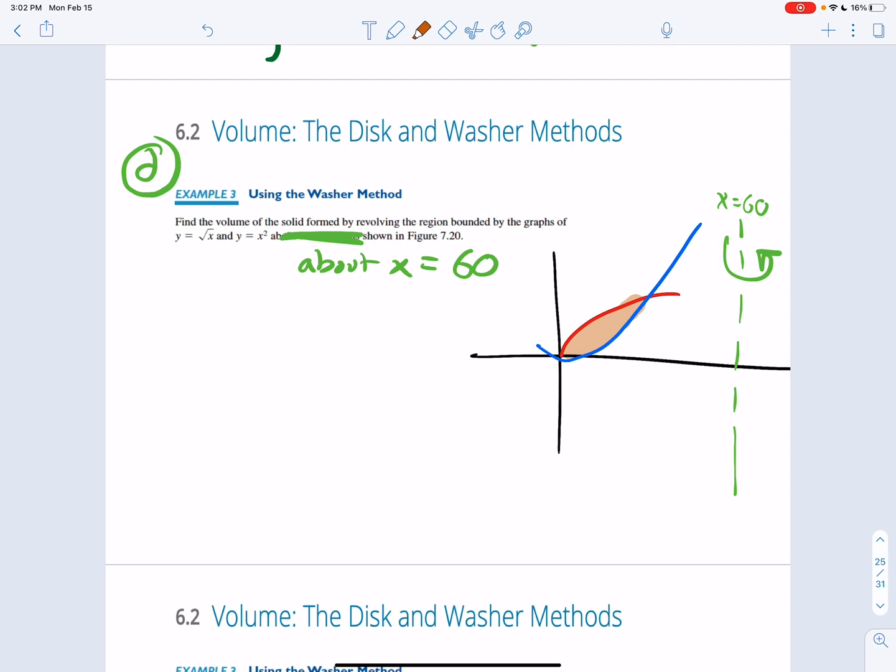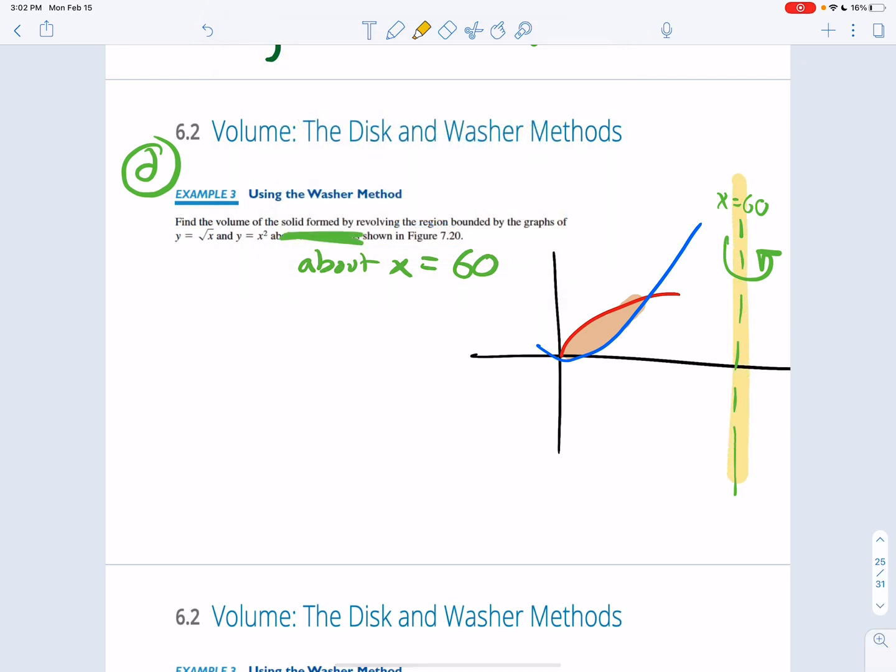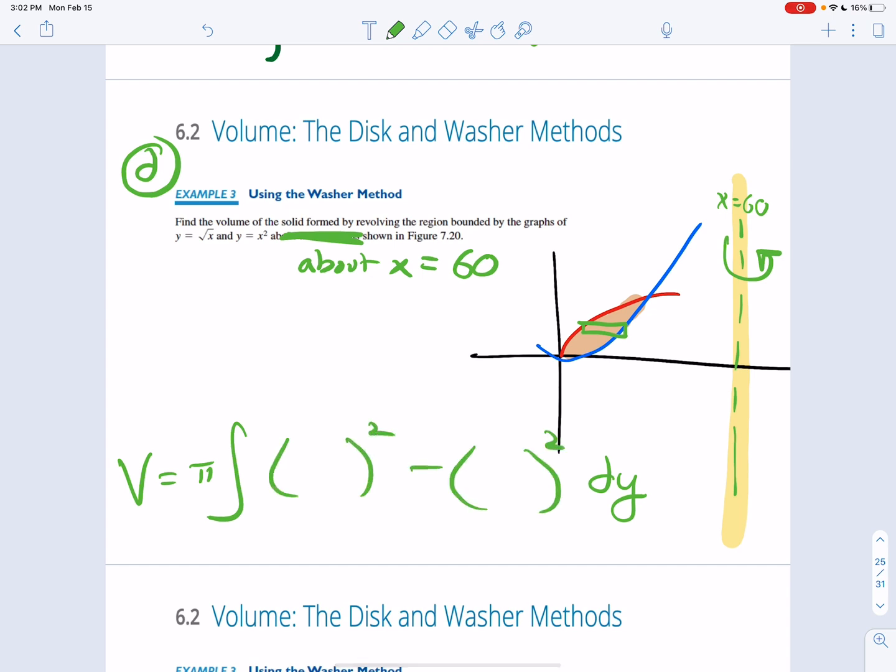Think about what that tells you. Press play when you're ready. So notice here with a vertical axis of revolution, you should have a horizontal rectangle because it has to be perpendicular. Clearly there is a gap, so we know there's going to be a washer involved. So here we go. V equals something with dy. Pi integral of something squared minus something squared. All right?